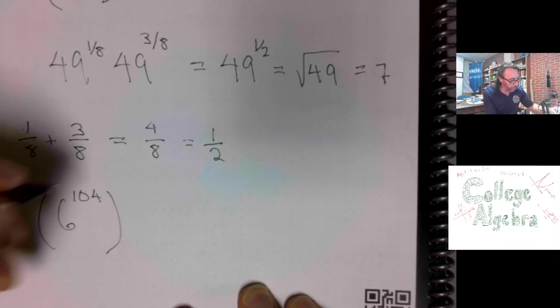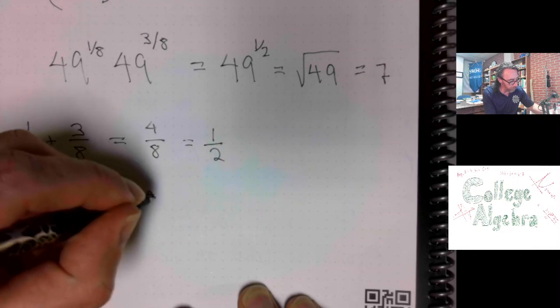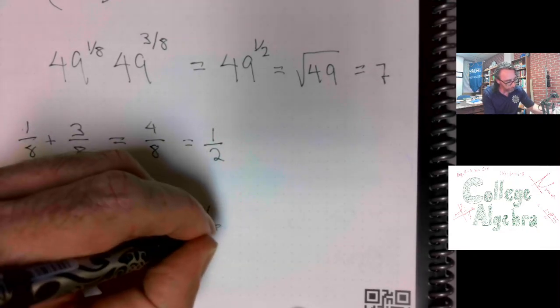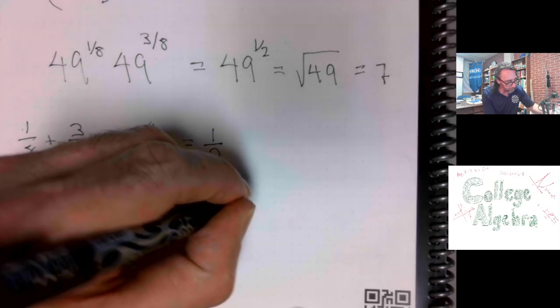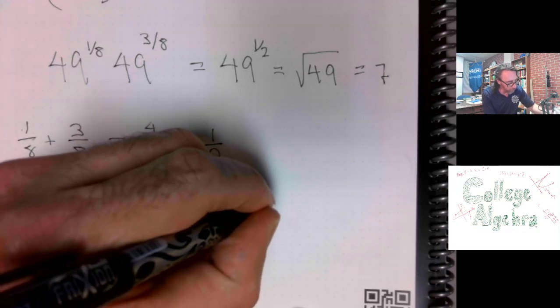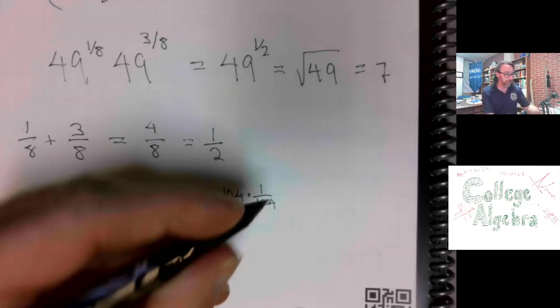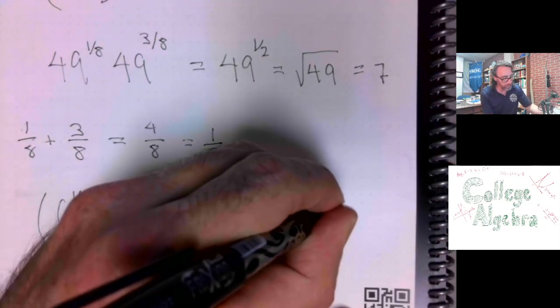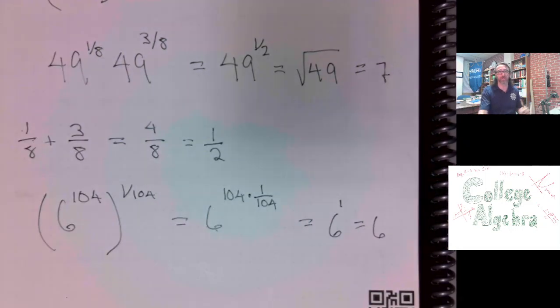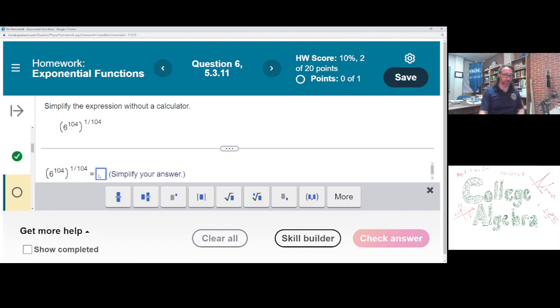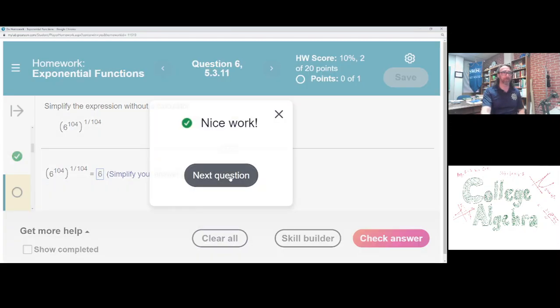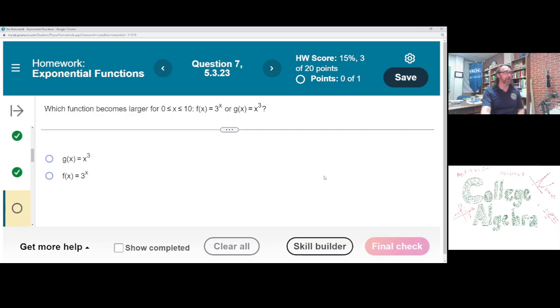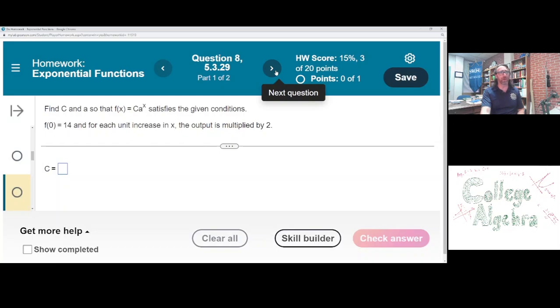6 power 104 to this power, 1 over 104. Rules for exponents say I should multiply the exponents. 1 over 4 times 1 over 104. Well, a number times its reciprocal is 1. This is 6 to the 1, or just plain old 6. Okay, so 6. Done.